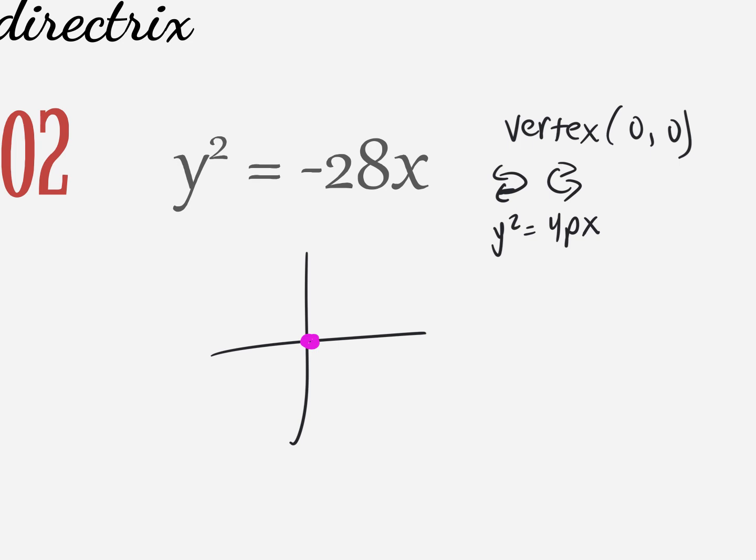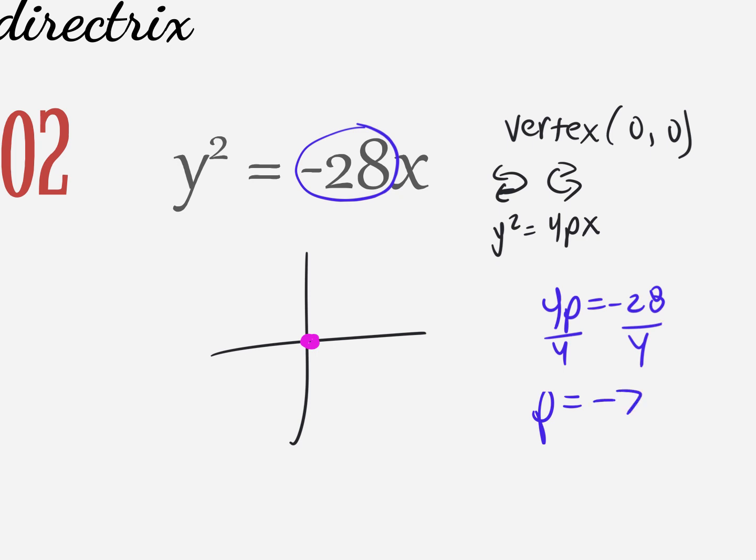So what do I set equal? I'm going to say, well, 4p equals what number? Negative 28. Great. So I divide both sides by 4. And p equals what? Negative 7. Remind me again what that negative 7 is. It's the distance from where? The focus to the vertex, or the vertex to the directrix.